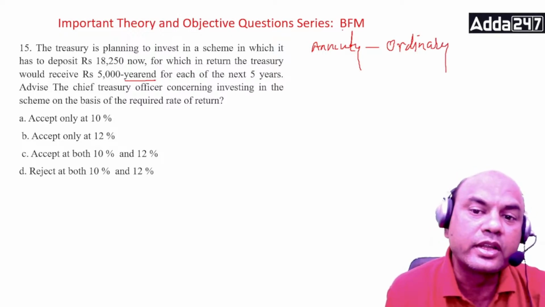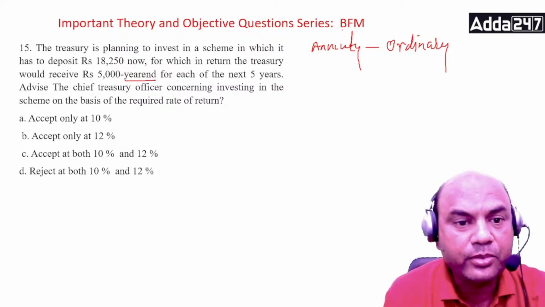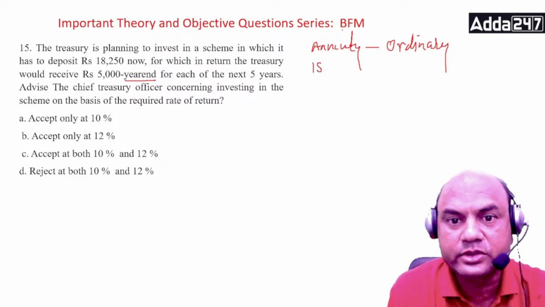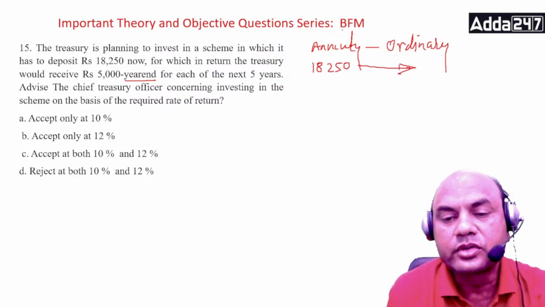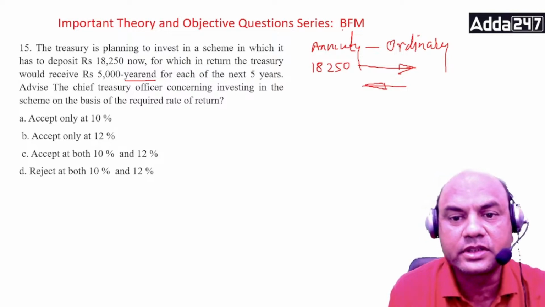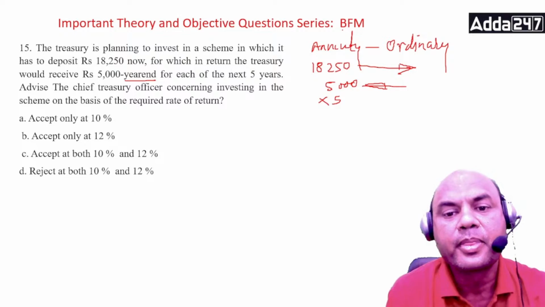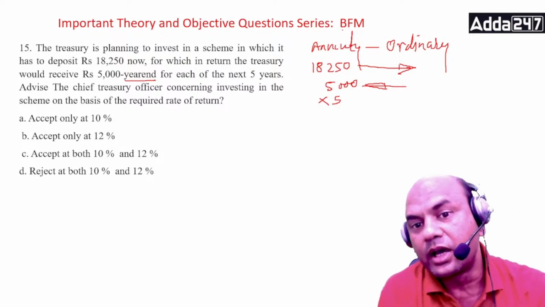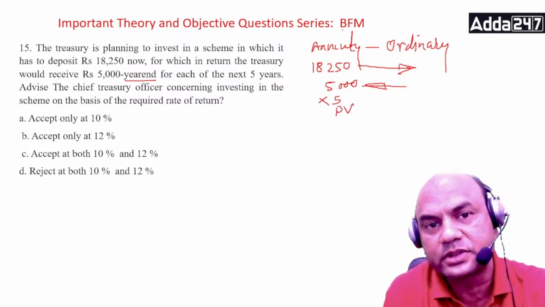So in this case, you'll have to accept any project which will give you the present value. Look at this here. Right now, how much money is going out? 18,250 is going out now. So in future, what is the money coming in? 5,000 every year, into 5. So I'm getting net 25,000. But this 25,000 is of no use. I want the present value of this 25,000. Present value of each 5,000.